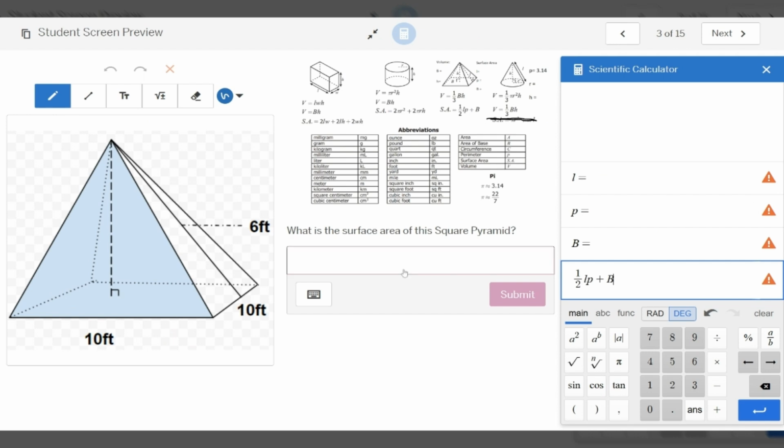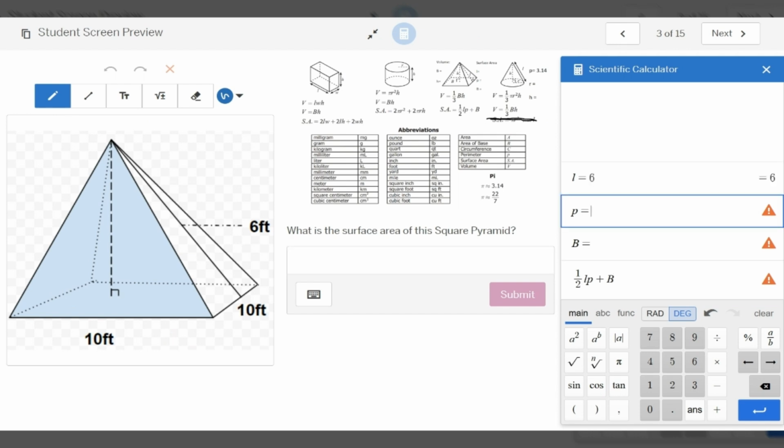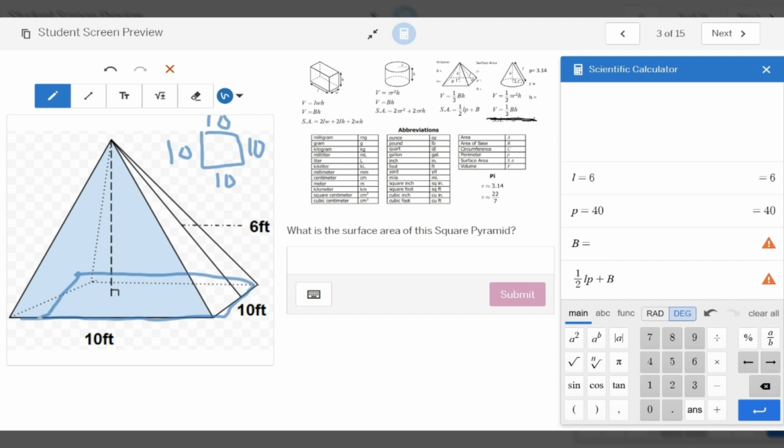That's going to be 6. P is our perimeter. So our square base is 10. If we have a square that has a side of 10, all sides are 10, we want to add up all these sides. If we add up 10 4 times, we get 40. And then B, that is our base area of this square right here. It's 10 times 10 is 100. So that answer is 220.